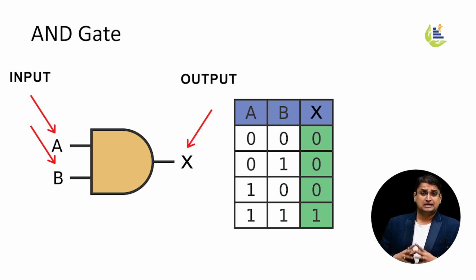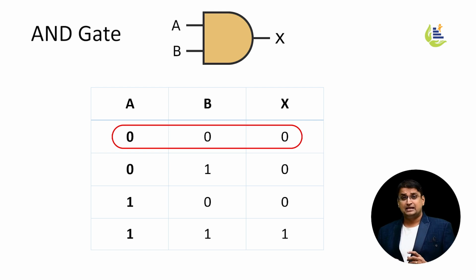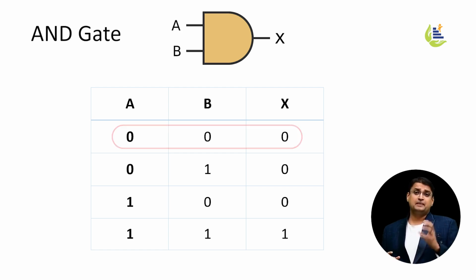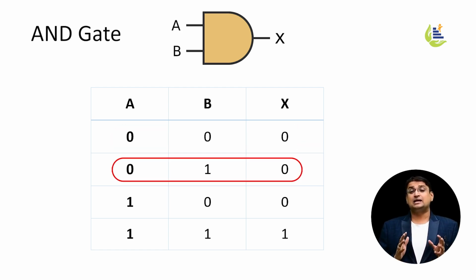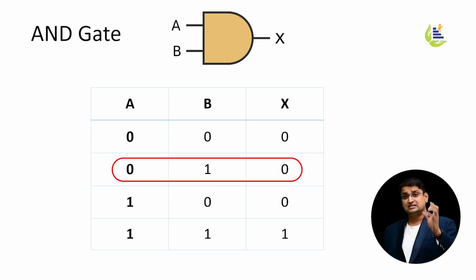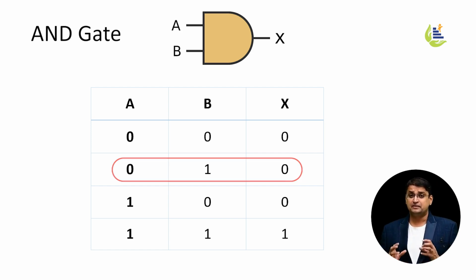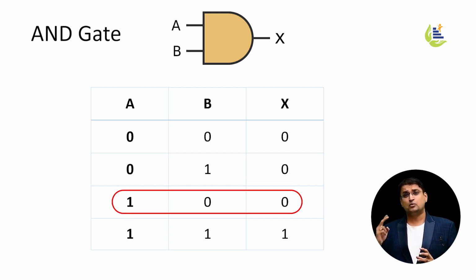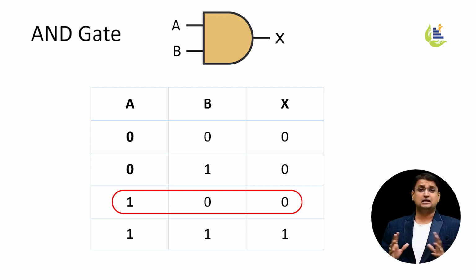Let's say A is 0 and B is also 0. Since both inputs A and B are 0, that is false, the AND operation results in 0, that is false. Let's take another situation. A is 0 and B is 1. Here, one of the inputs is 0 and the other is 1, so the AND operation results in 0, that is false. Let's take one more situation. A is 1 and B is 0. Here, one of the inputs is 0 and the other is 1. So the AND operation results in 0.